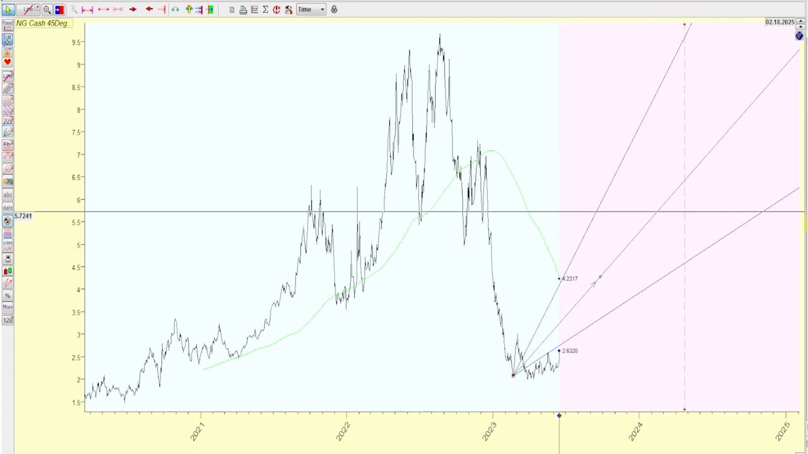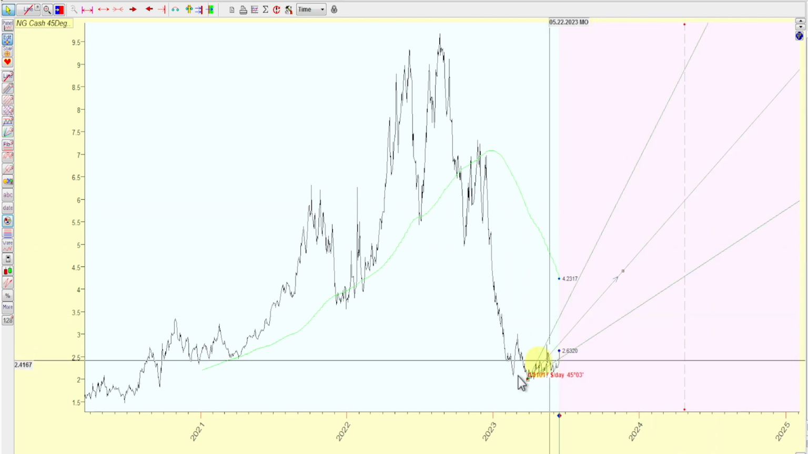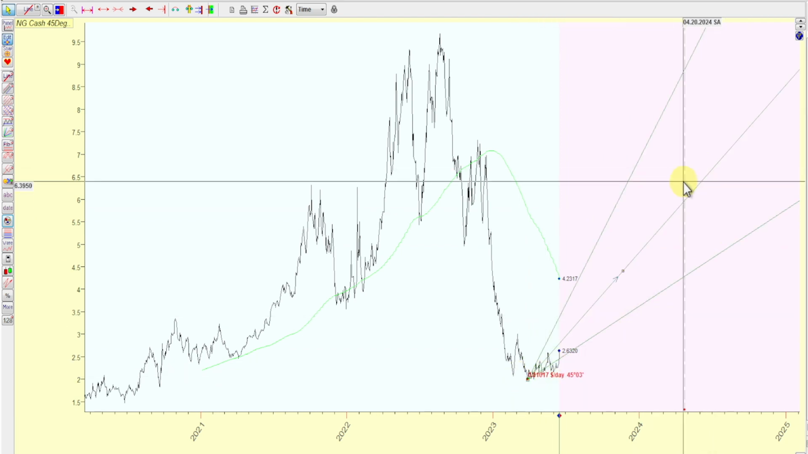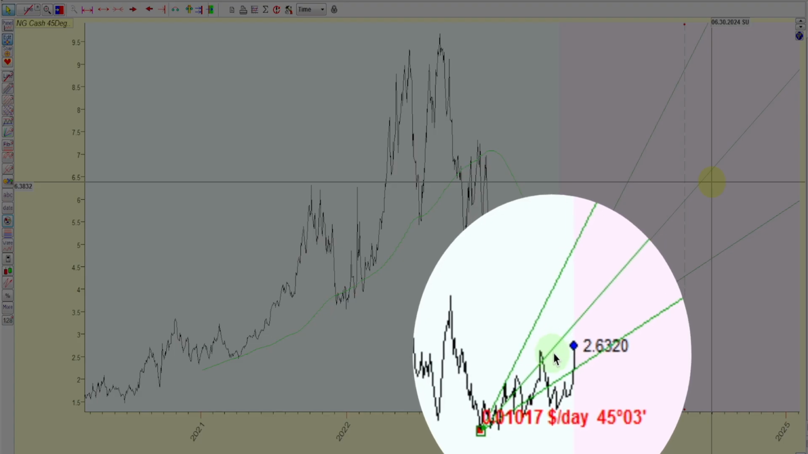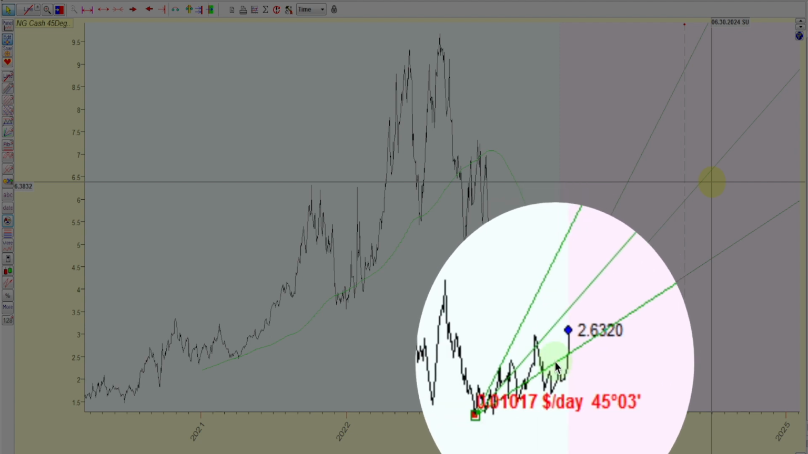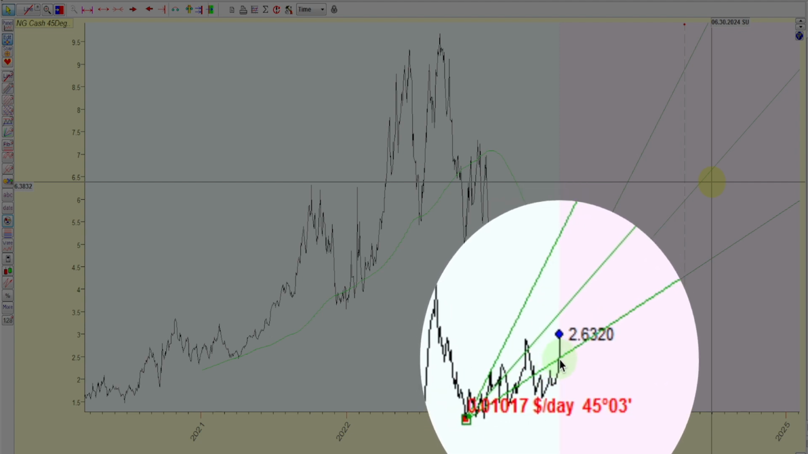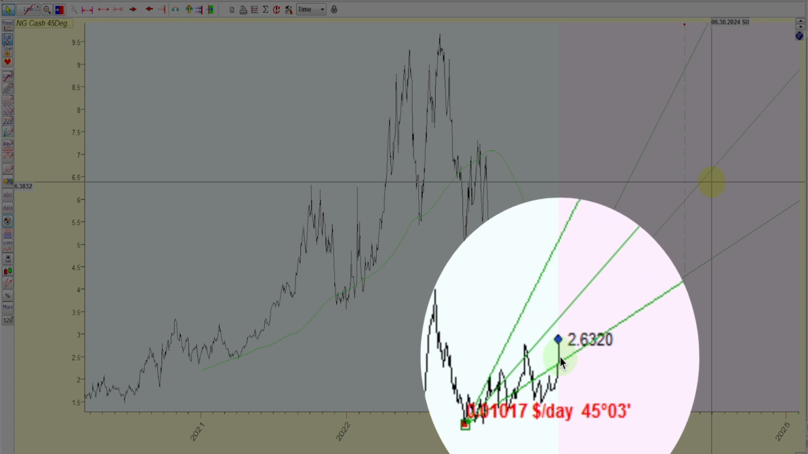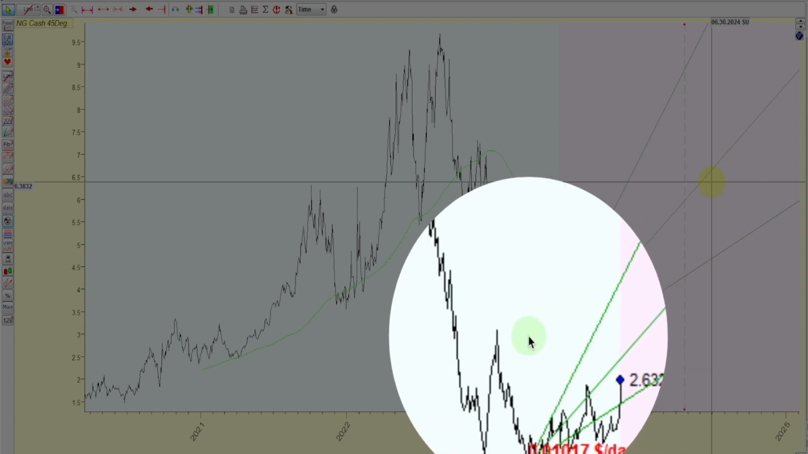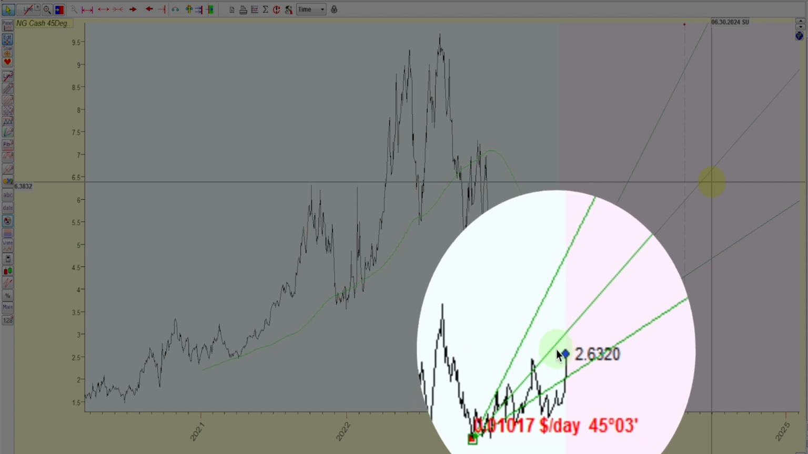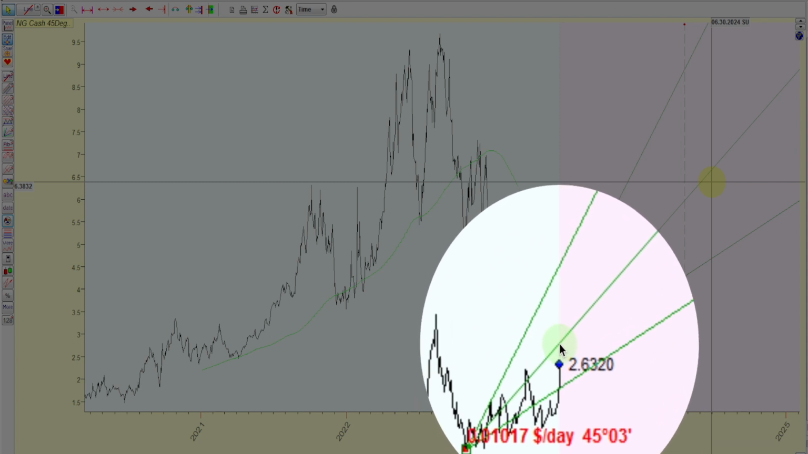The most important one is this one right here, because this is the low. And what we want to watch here is that this is the 45 right here. We're above the 1x2, so that's good. Actually, this is the 60. This is the 45, and this is the 30, this green line right here. So we need to cross above this middle line, which is the 1x1, 45°.